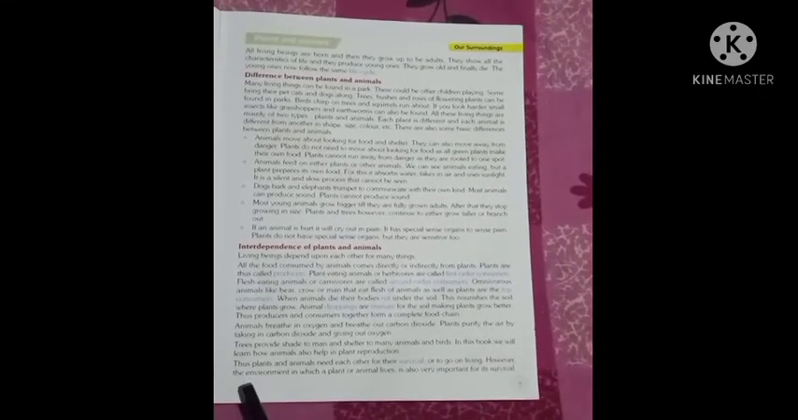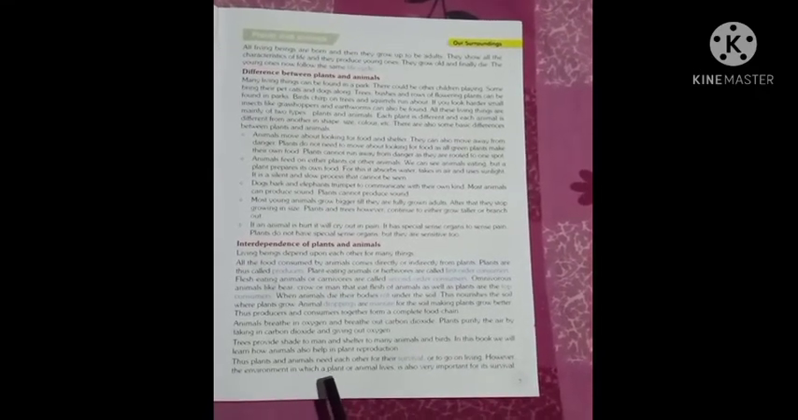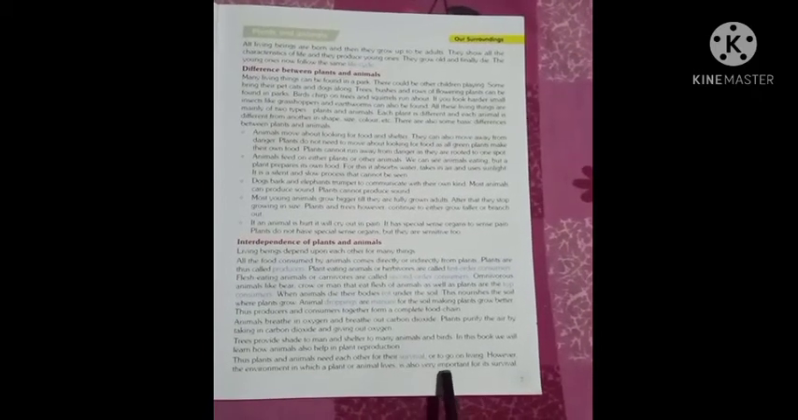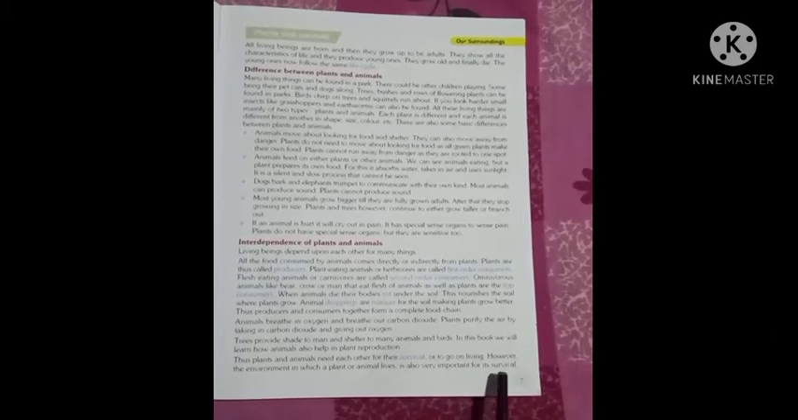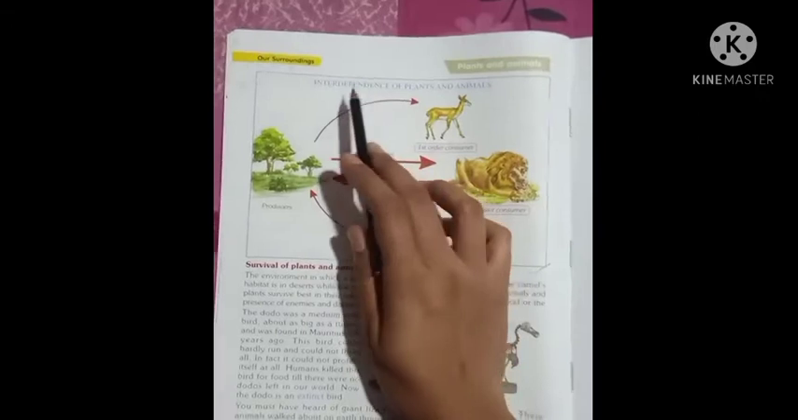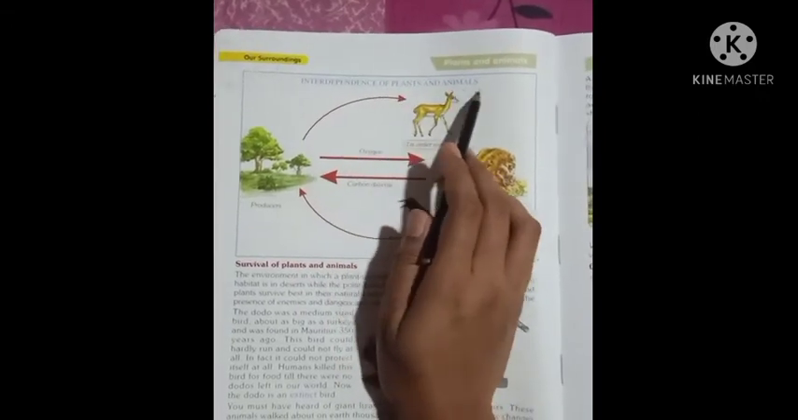However, the environment in which a plant or animal lives is also very important for its survival. Come to the next page. It is the picture of interdependence of plants and animals.